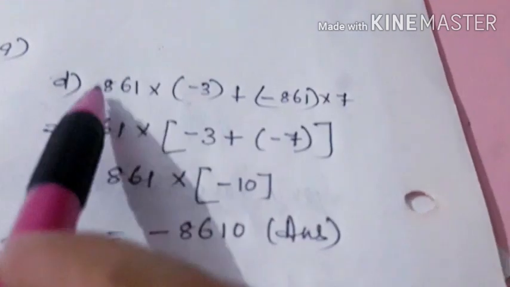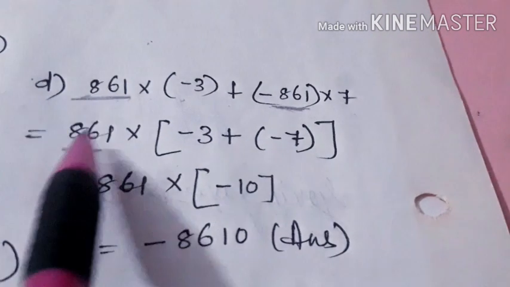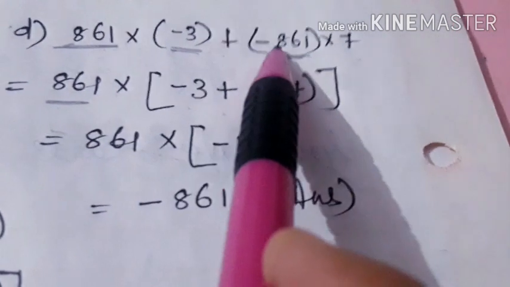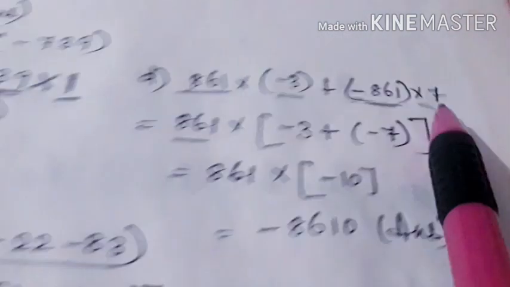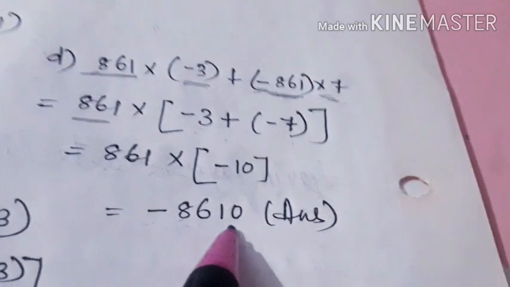Then in D, 861 into minus 3 plus minus 861 into 7. 861 is common in both cases. Taking 861 common out, into whatever is left: minus 3 is left here, then plus. Here 861 is taken out, but the minus sign is also present, so you have to write here minus 7. Carefully, you see minus 7. Then 861 into minus 3 plus minus 7, which is equal to minus 10, which is equal to plus into minus, minus, is equal to 8,610. That is the answer.